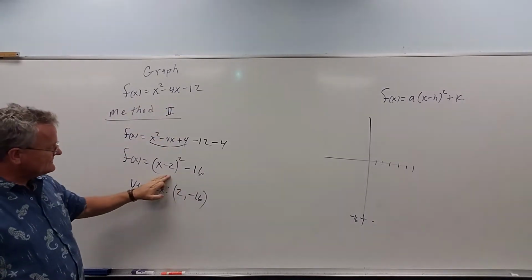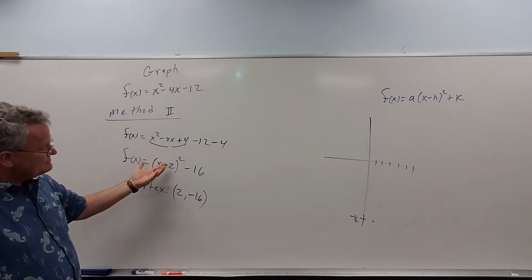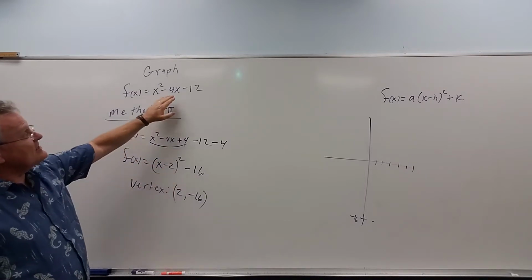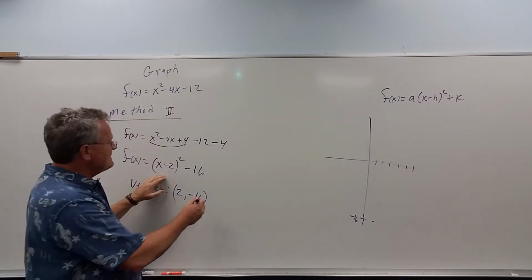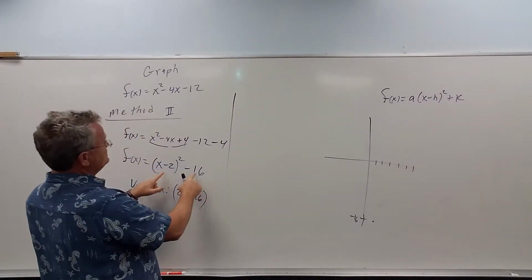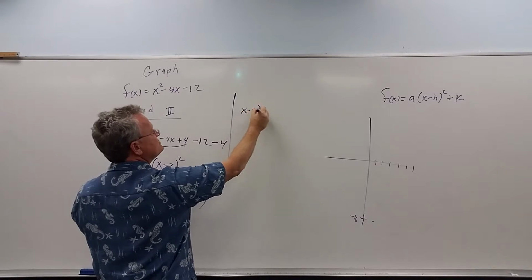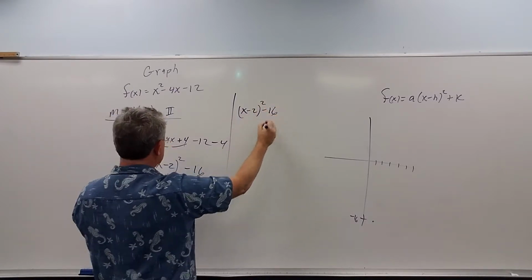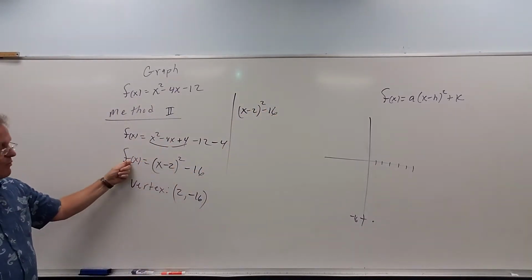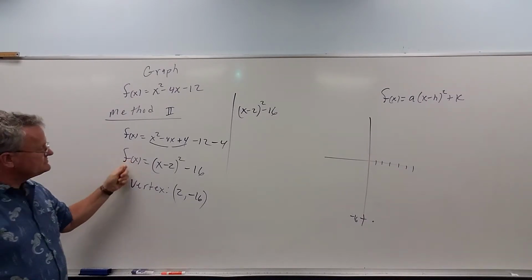All right, we could set this equal to 0. Let me do that. Since we did this, I could set this to 0. I'm going to get the same answer, because this is just a different form of this. So let's take x minus 2 squared minus 16. Let y equal 0, so this is 0.